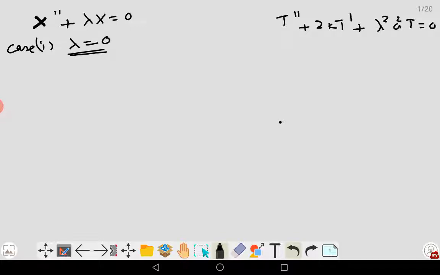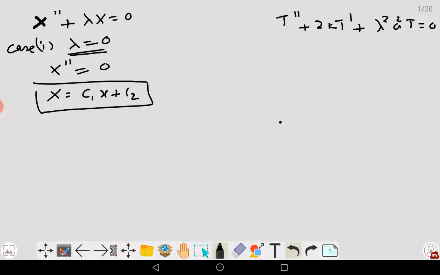I am taking the easiest method first. When lambda is equal to 0, this will be X double prime equal to 0. So the solution is X is equal to c1 x plus c2, because one integration will give you c1, another integration will give you c1 x plus c2, isn't it? Okay, so this is X.